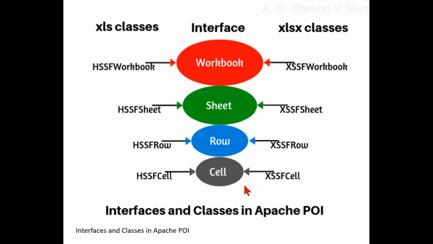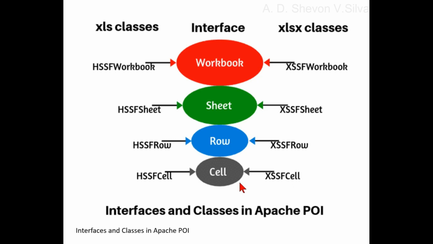Cell. A cell represents a collection of columns in the spreadsheet. When we enter data into a spreadsheet, data is always stored in a cell. A cell is identified by a label of rows and columns. It is a super interface of all the classes which represent a cell in a row of a spreadsheet. HSSFCell and XSSFCell classes implement the Cell interface.